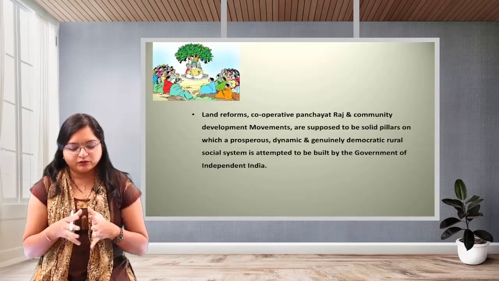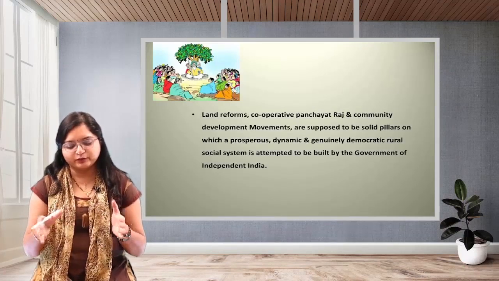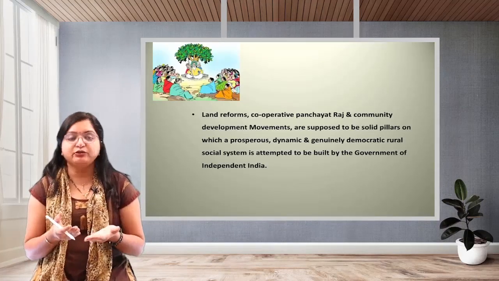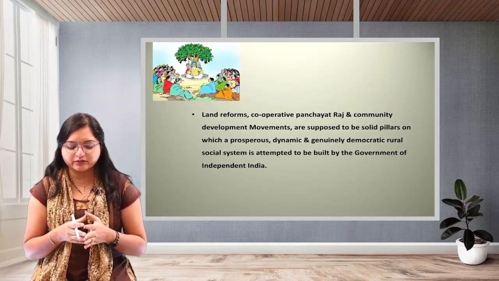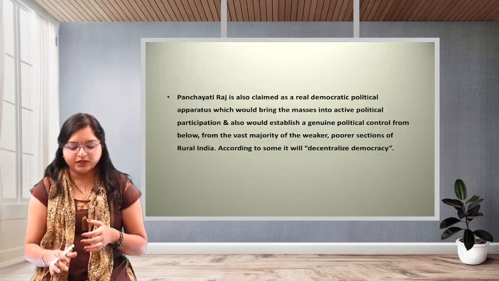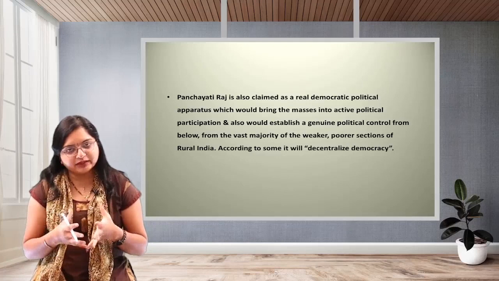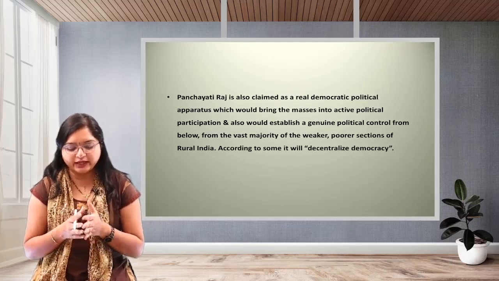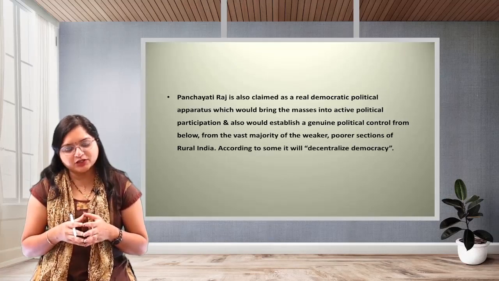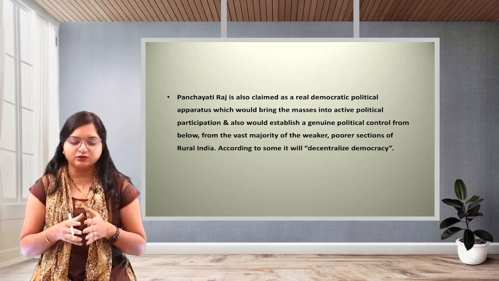So land reforms, cooperative panchayat raj and community development movements are supposed to be solid pillars on which a prosperous, dynamic and genuinely democratic rural social system is attempted to be built by the government of independent India. Panchayati Raj is also claimed as a real democratic political apparatus which would bring the masses into active political participation and would also establish a genuine political control from below from the vast majority of the weaker, poorer sections of rural India.